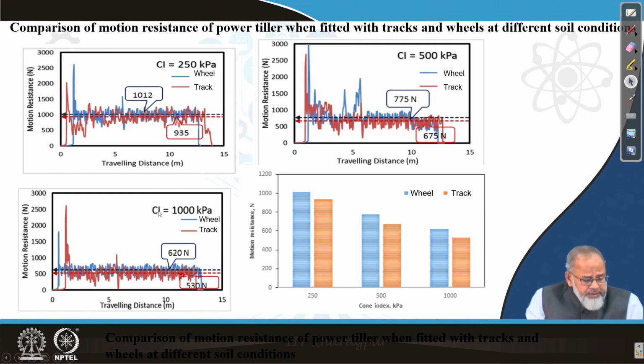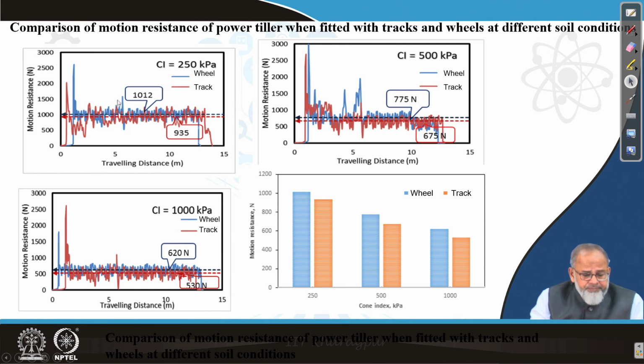There is a hard soil where the cone index is 1000 kilopascal. In all these 3 conditions, what you can observe here is rolling resistance of a wheel is more than the rolling resistance of a truck.